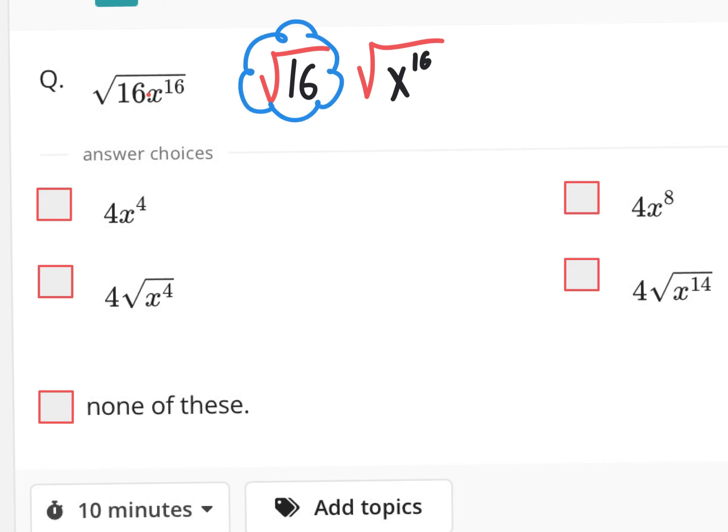Now remember, the first one, super easy. This guy right here, the square root of 16, that's just 4. That's going to be part of our answer. As we could see, all of these answers have a 4 out there, so that didn't really help us that much. And let's focus in on the square root of x to the 16th.